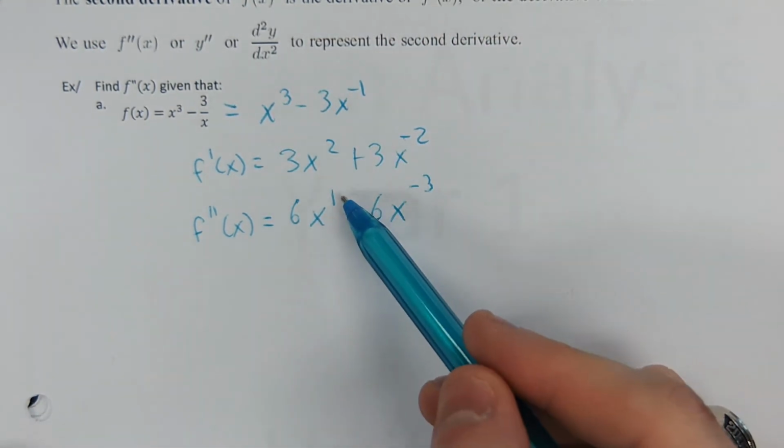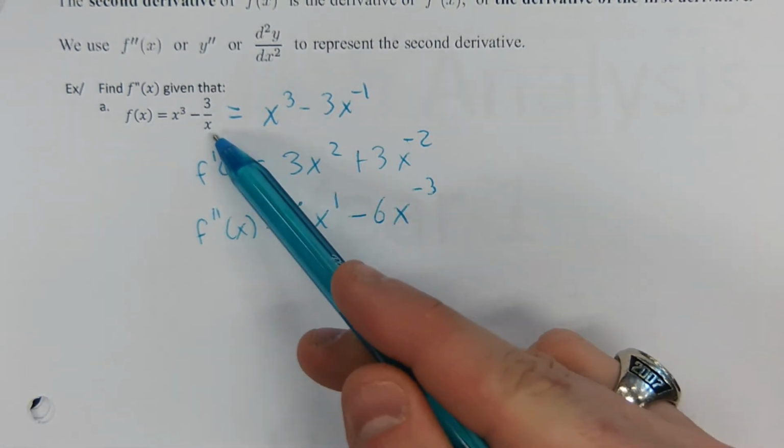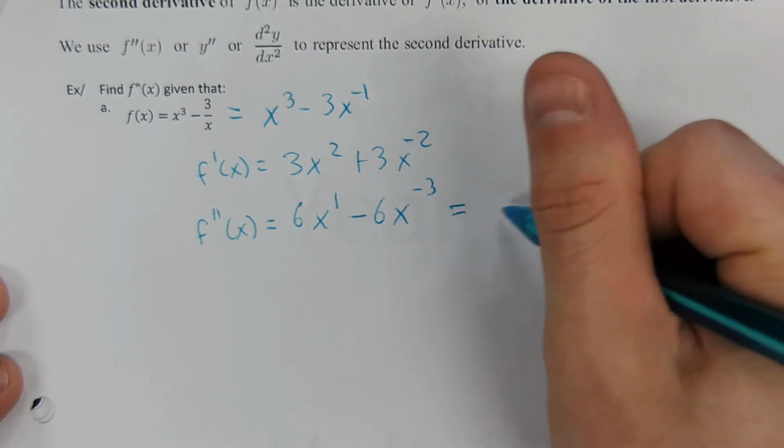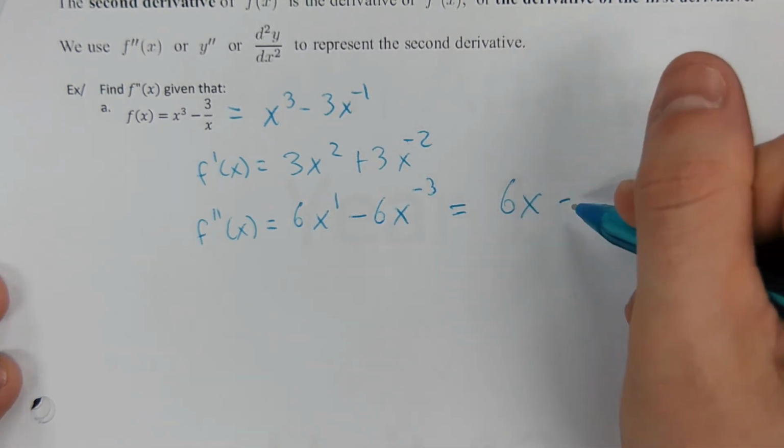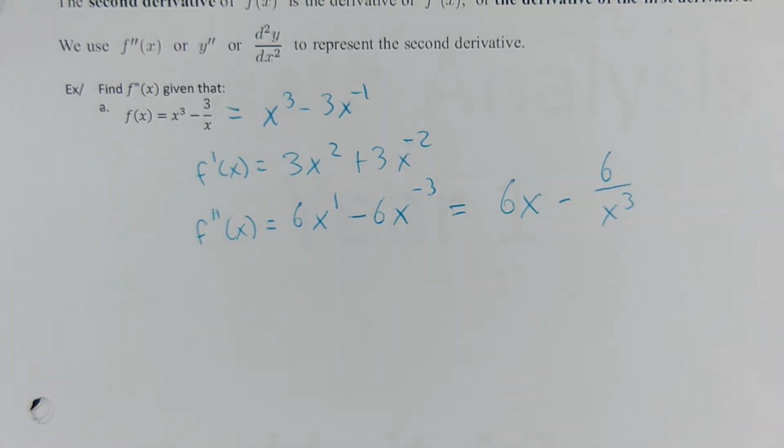Now obviously I didn't need to write this one, but there it is. We don't want to leave it with negative exponents because that's not the way it was given to us. So no negative exponents. We have 6x minus 6 over x to the third. And are there higher derivatives? Of course there are. I could find the derivative of this, and then the derivative of that, and the derivative of that, and so on and so forth.